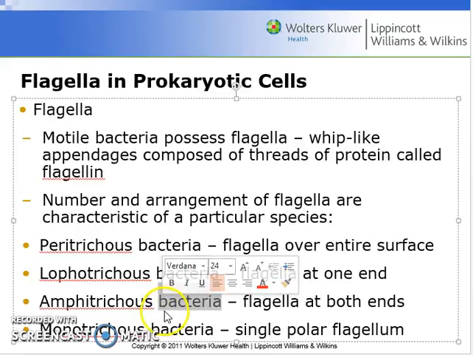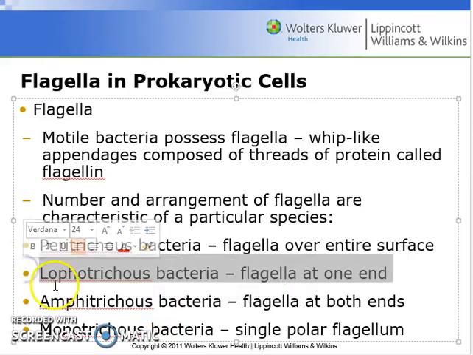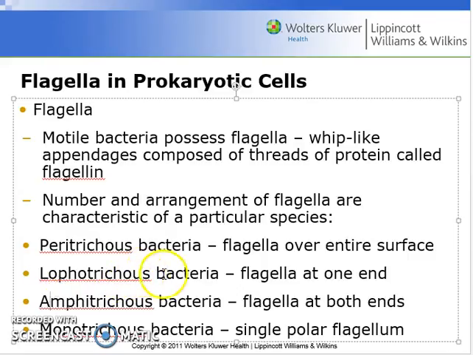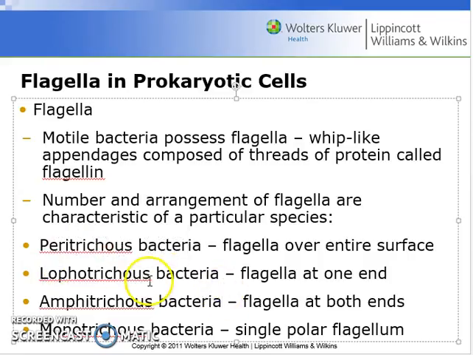You can have one flagellum at both ends of the bacterial cell, and if you have that, then we refer to that as an amphitrichous bacteria. Bacteria that have flagella at one end of a cell, and this can be more than one flagellum located at one end of a cell, we call that lophotrichous. If you have bacteria that have flagella all over the cell, such as a Salmonella bacterial cell, we refer to that as peritrichous.